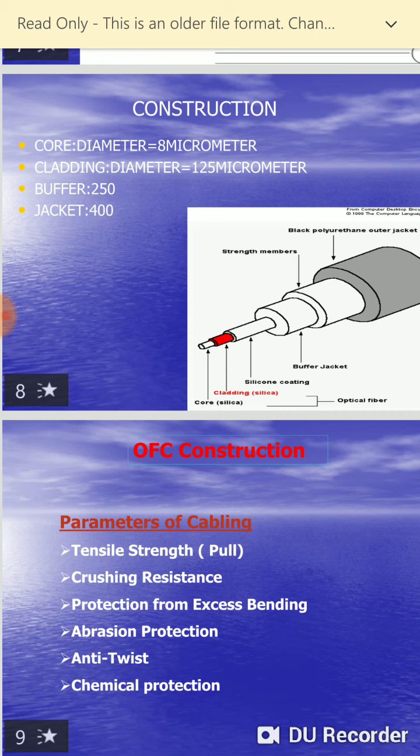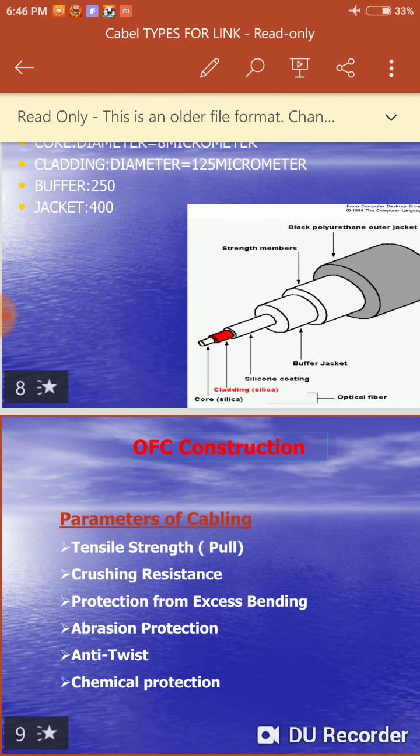Protection from excess bending. When we are going to use the optical fiber in practical application, obviously it is going to bend. So these protective layers should be able to protect the optical fibers from bending. Then abrasion protection, anti-twist, twist should not be there in the process. Chemical protection. So all these parameters should be considered when you are going to select the material for optical fiber coating.